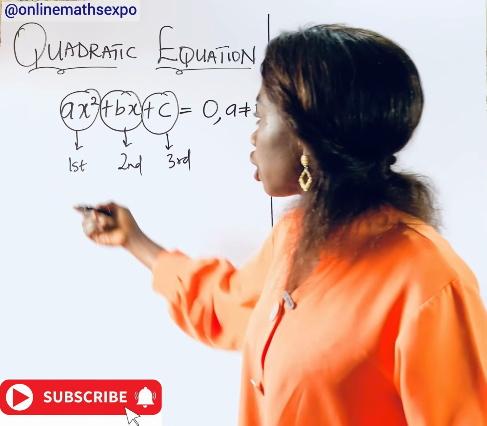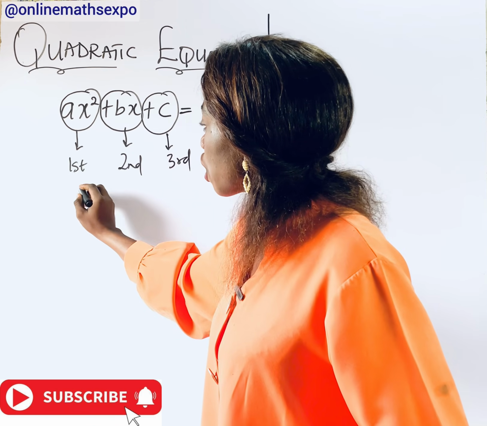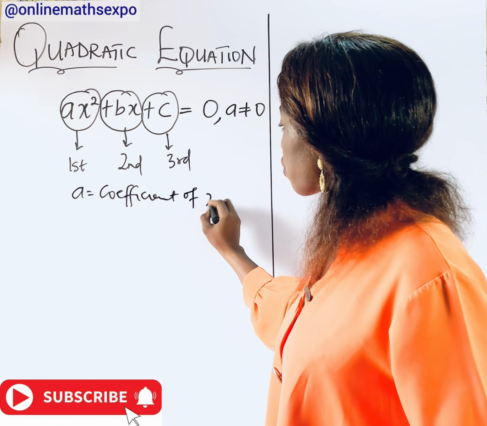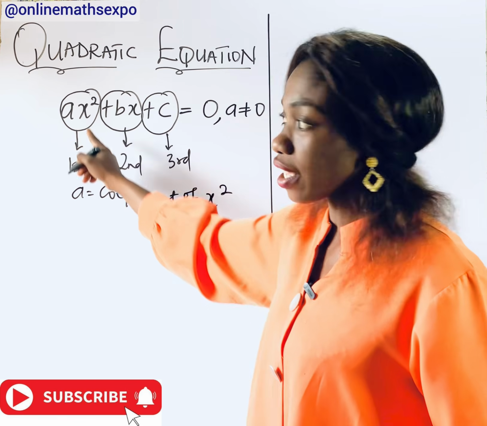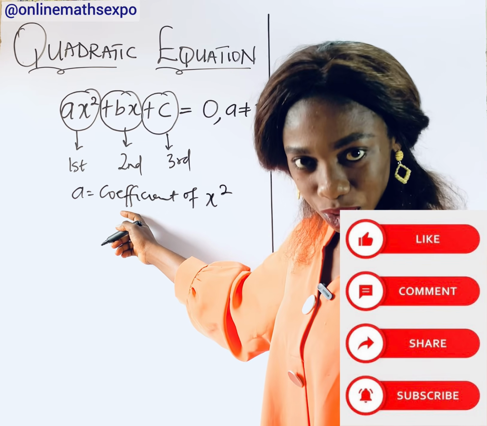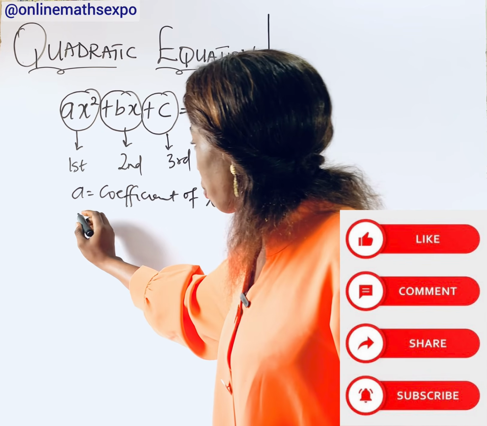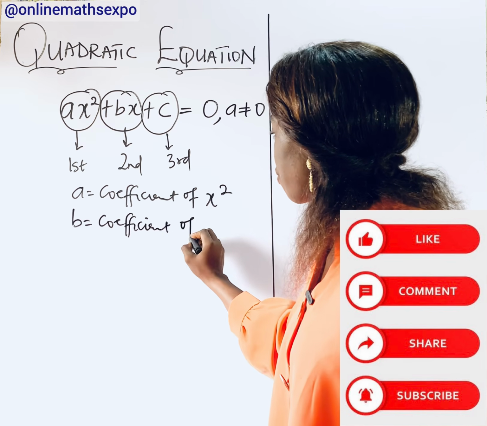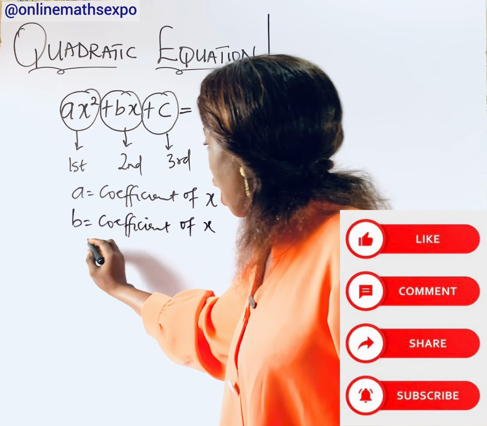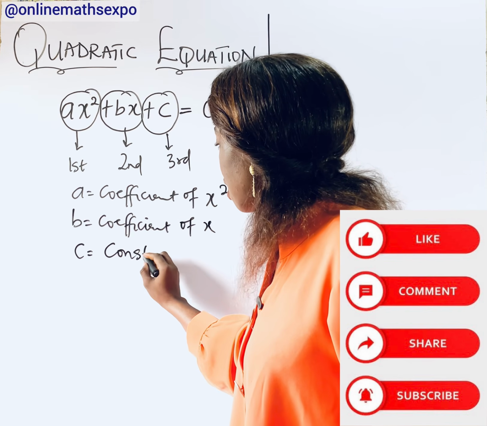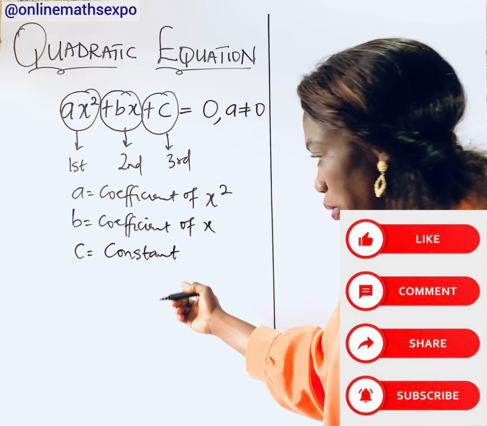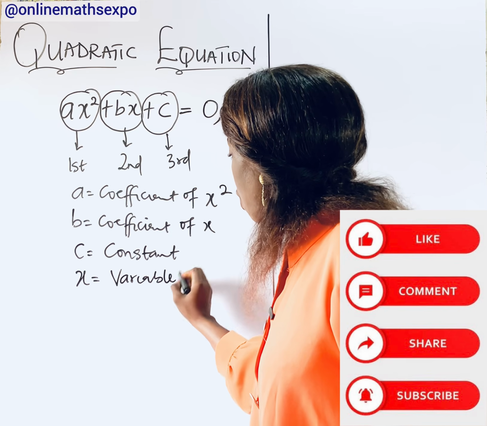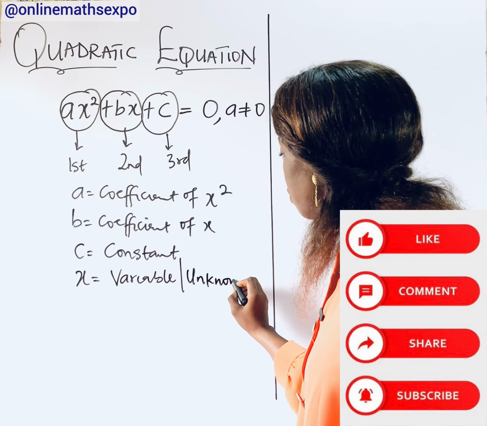Now, remember, in this quadratic equation, a is what we call the coefficient of x squared, okay? Now, I'm going to tell you what we mean by coefficient. Relax. So b is what we call the coefficient of x. Then c is the constant. Okay, I'm going to tell you what we mean by that. Then x becomes the variable, or what you call the unknown.